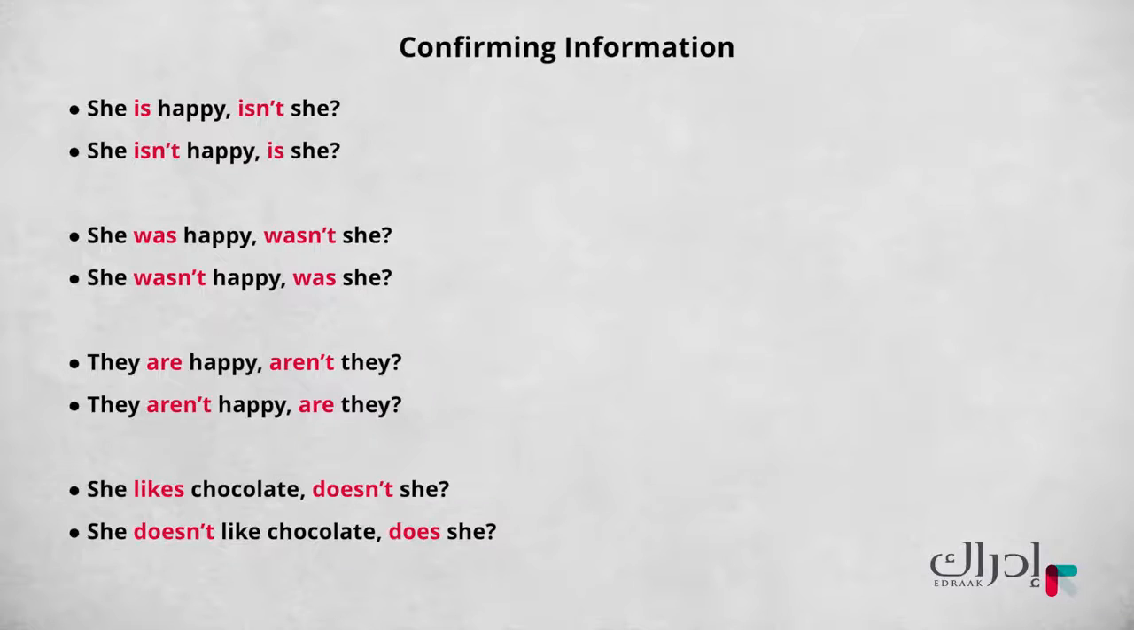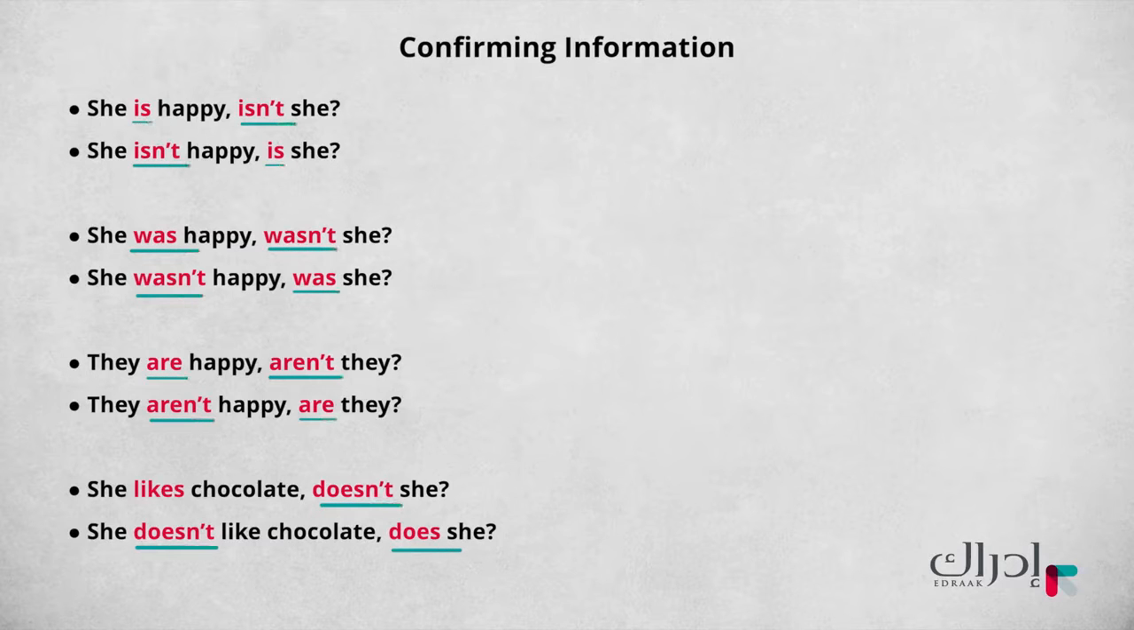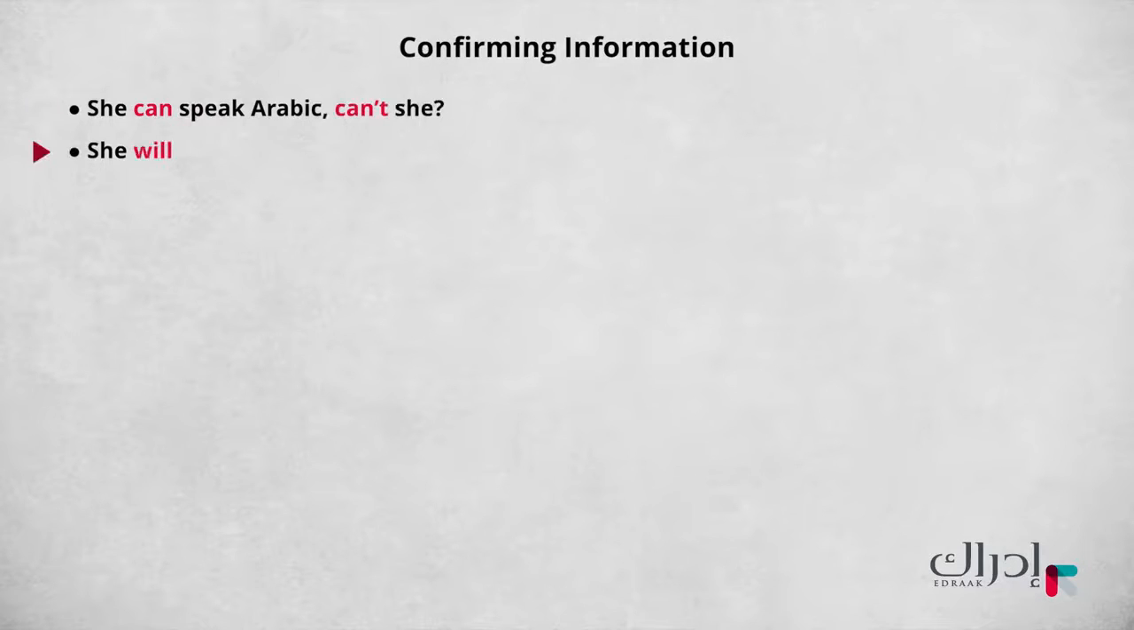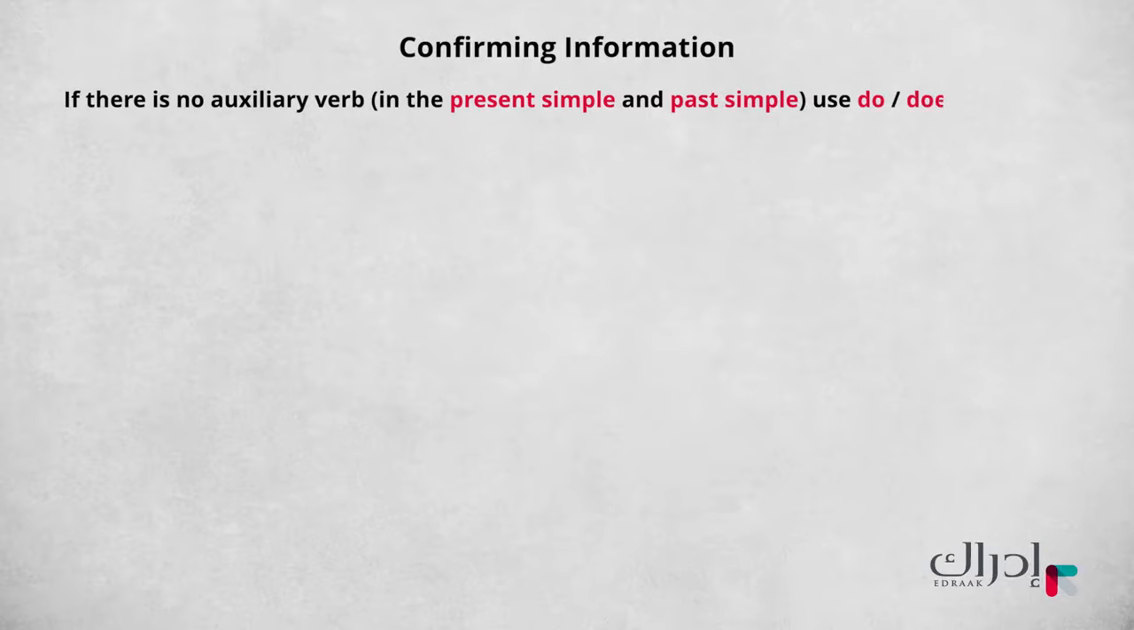If the main clause has an auxiliary verb in it, you use the same verb in the tag question. She can speak Arabic, can't she? She will answer the question, won't she? If there is no auxiliary verb, in the present simple and past simple, use do, does, and did, just like when you make a normal question.